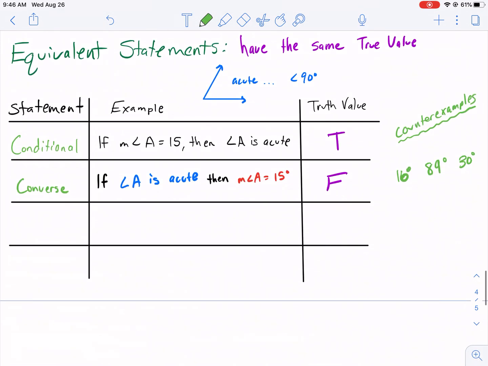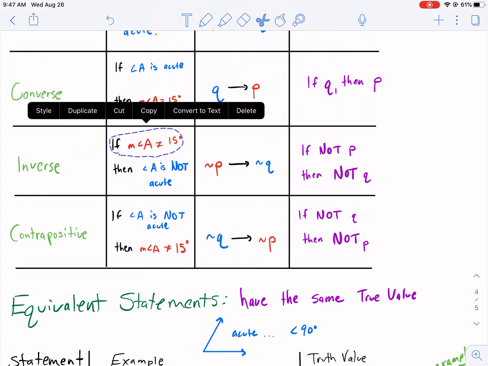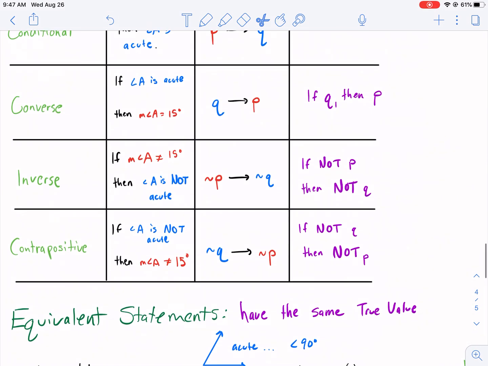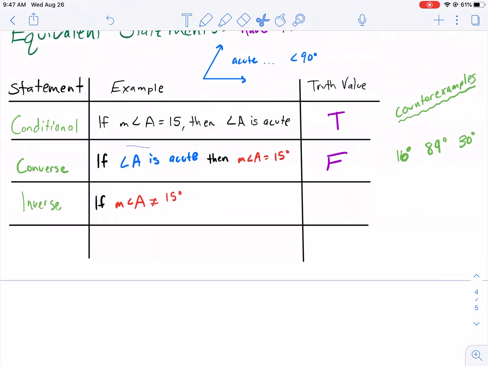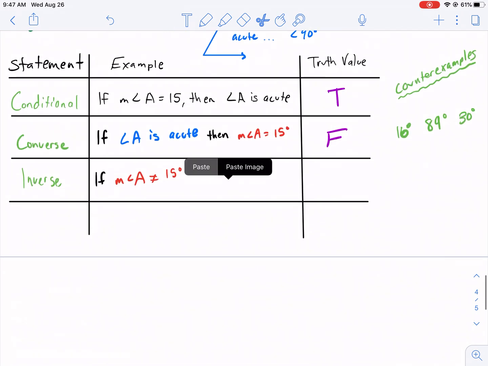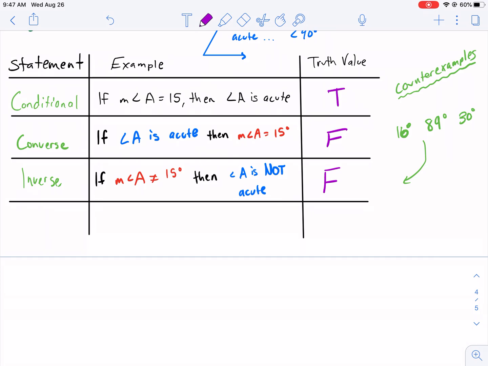Moving on to inverse. With the inverse, remember, we're going to negate it. So our negation: if measure of angle A is not 15 degrees, then measure of angle A is not acute. I'm going to copy this and paste it over here. What's the truth value here? If measure of angle A is not 15 degrees, then angle A is not acute. Again, we can use the same counterexamples here. 16 degrees is not 15 degrees, but it is acute. So this too is false. That is a false statement.